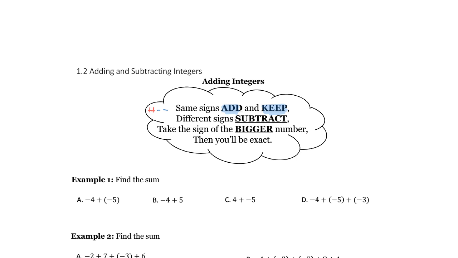Okay? If they're different signs, so if one's positive and one's negative, you subtract them. Okay? And when you subtract them, you always take the sign of the bigger number. Okay? So let's start by looking at example A.